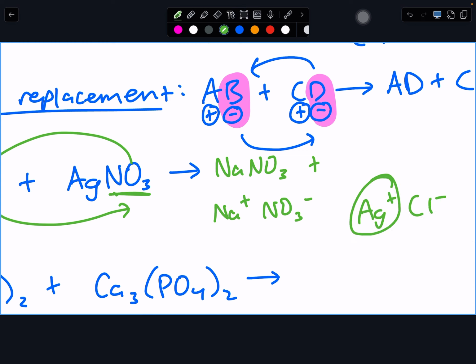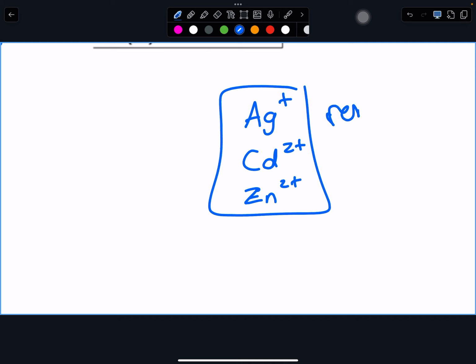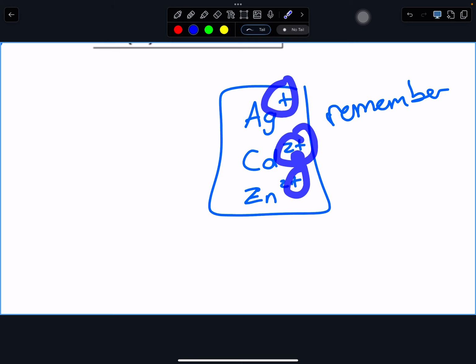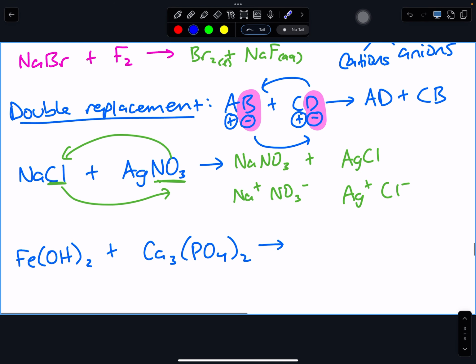This you have to memorize. Remember, there are three exceptions to the transition metals: zinc, cadmium, and silver. Those charges you have to remember. They have the same charge every time, and they don't use Roman numerals. Okay, so there are my products.